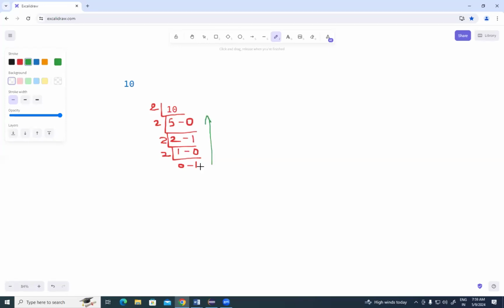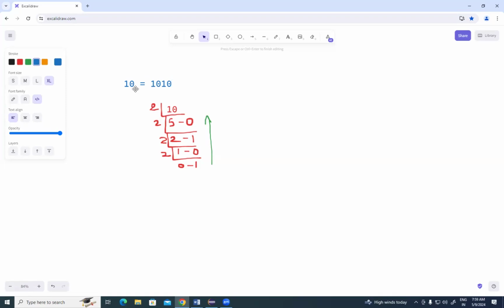Then tell me what are the reverse order digits? 1 0 1 0. Folks, 10 is binary. Now tell me, in decimal number system 10 is equal to how much? 1 0 1 0. Am I clear? Everyone, online people? Yes. 10 is a decimal system.